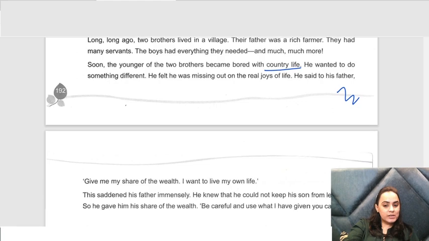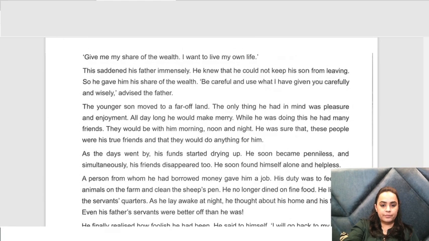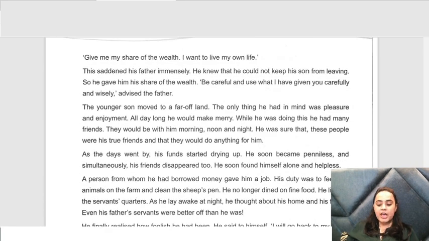So he said to his father, "Give me my share of the wealth. I want to live my own life." So this son, the youngest son, said to his father that give me my share of money, the wealth that you have, because I want to live my own life.